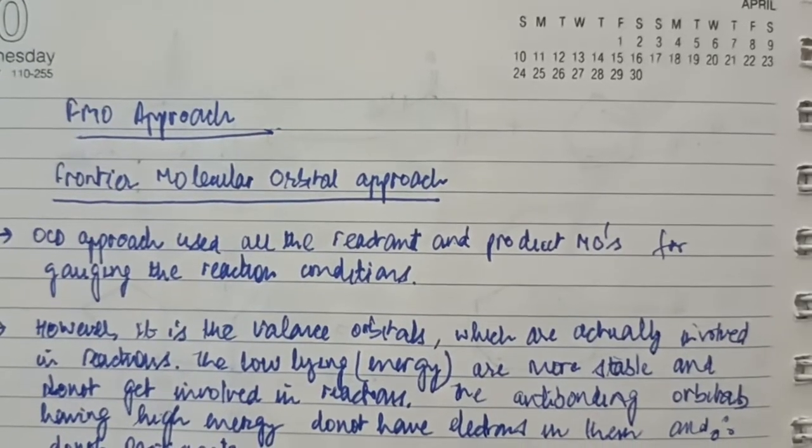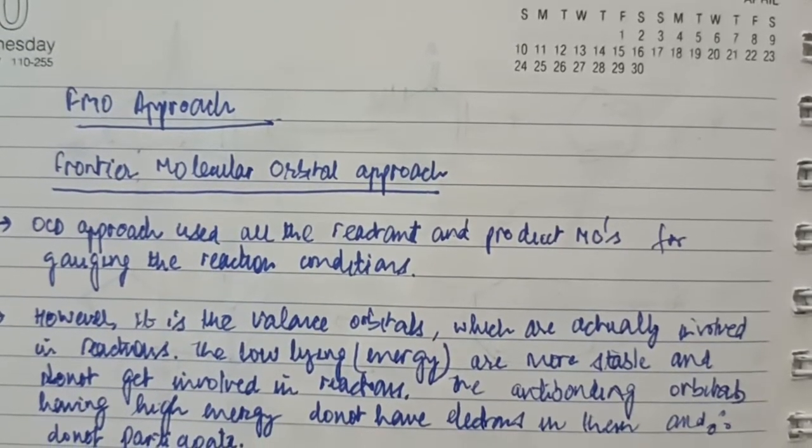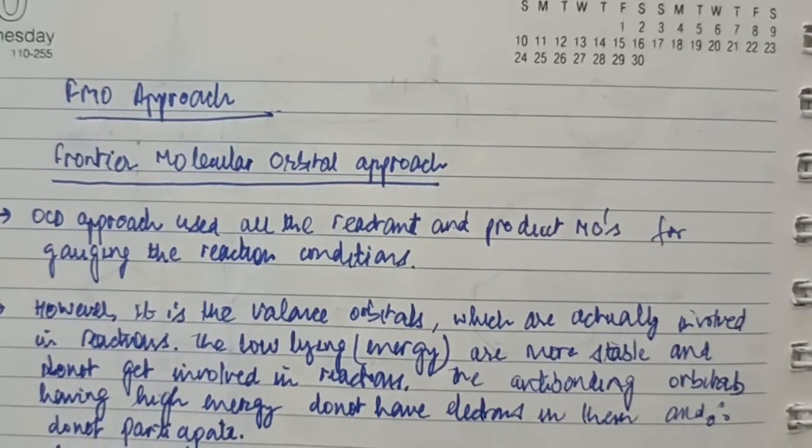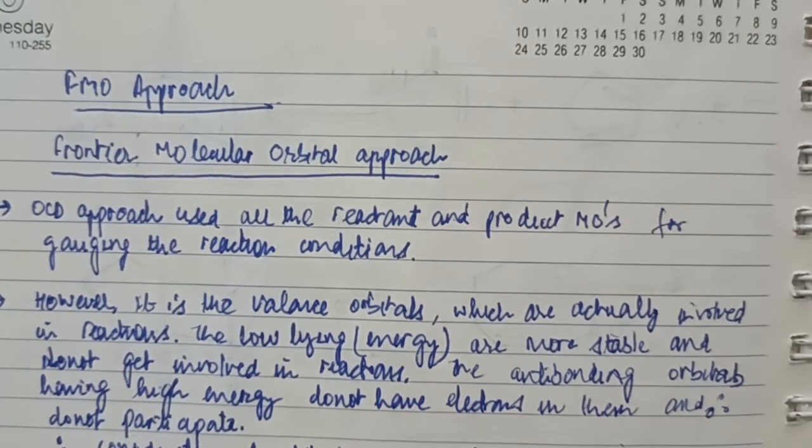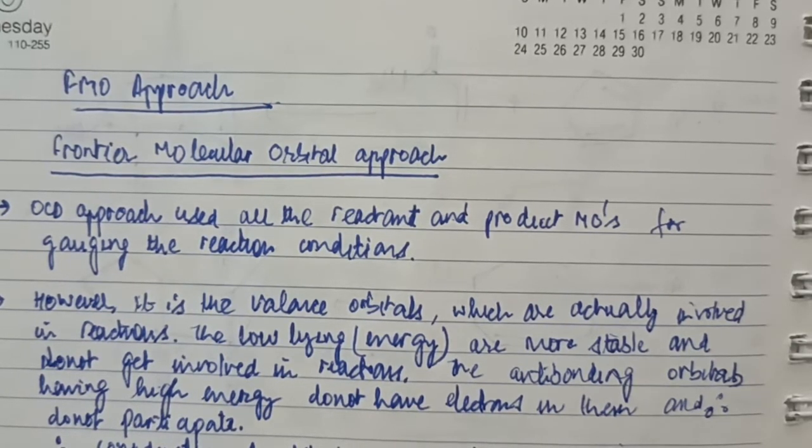Good morning. Today we'll talk about the second approach used in gauging the reaction conditions of a pericyclic reaction. We've already discussed the OCD approach, which was very long, in which we used to draw the molecular orbitals of all the reactants and all the product molecular orbitals and started correlating them with a particular symmetry operation.